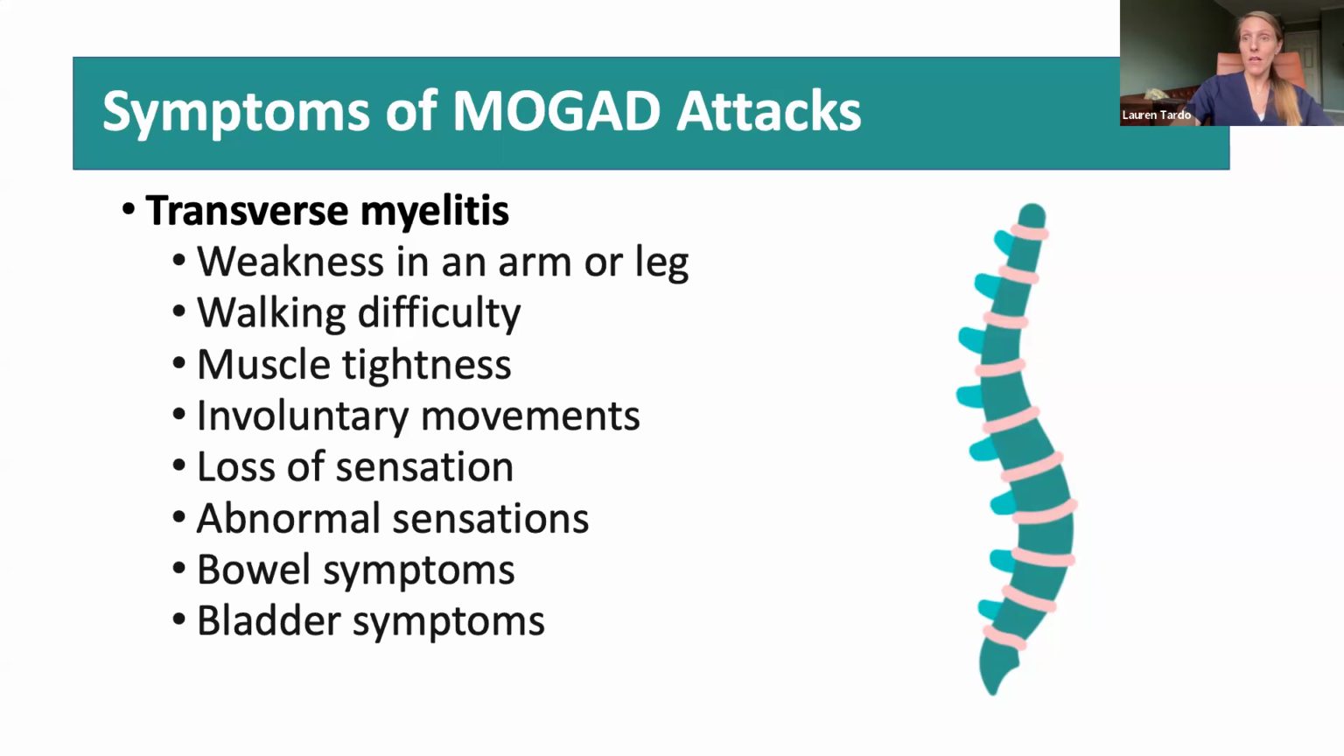And this can present in a lot of different ways, depending on where in the spinal cord is attacked. Patients can have weakness in an arm or leg. They can have walking difficulty. You can have muscle tightness. The other term we use for this is spasticity. Sometimes patients will have involuntary movements of extremities depending on where and what's involved in their spinal cord. It can also sometimes be sensory symptoms, and it can be positive symptoms, meaning a symptom of feeling something, so tingling or burning, or it can be a negative sensory symptom where you lose sensation at a level or below. Patients also typically will have some sort of bowel or bladder symptom along with this.